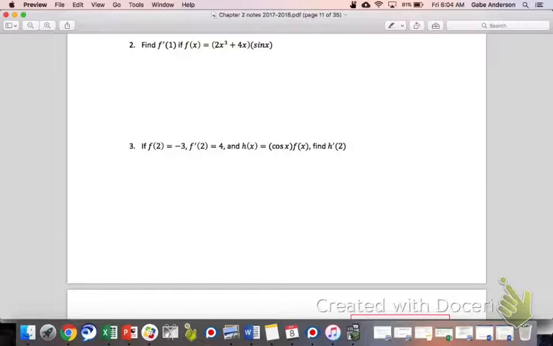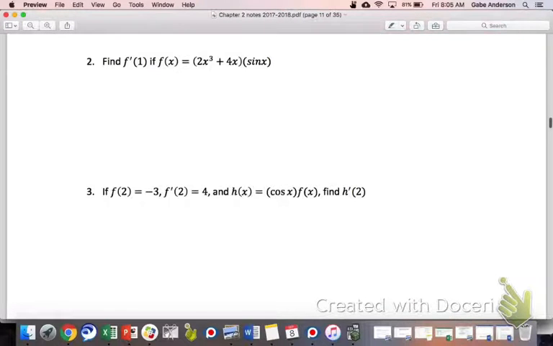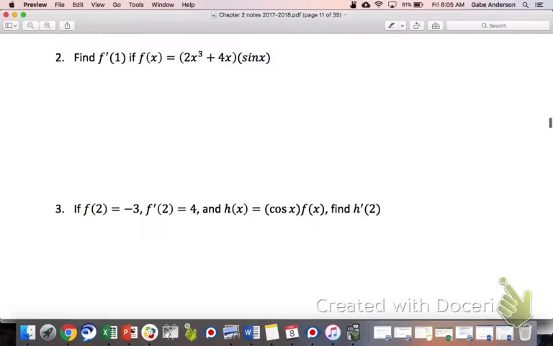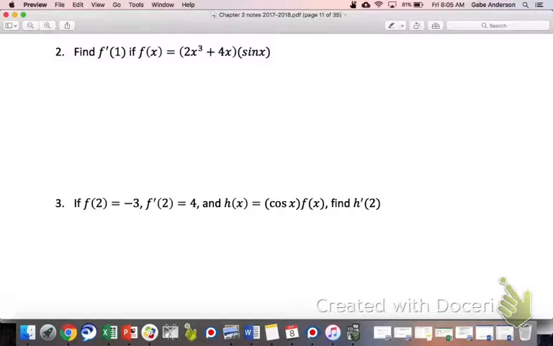Let me zoom in a little bit so we can see that better. But let's try number 2. Let's take a look at it. Having watched the video, you very well might be able to just handle number 2, no problem. Give it a shot. I'll give you maybe just a minute or two to try to sort through it, and then we'll work on it together.